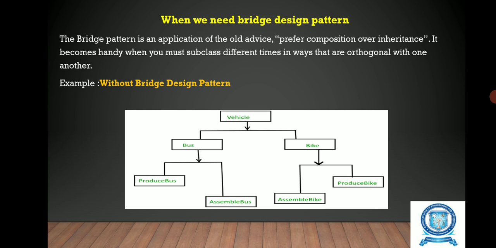So let us see when we need the bridge design pattern. The bridge design pattern is an application of the old advice, that is, prefer composition over inheritance. It becomes handy when you must subclass different times in ways that are orthogonal with one another. This diagram represents the design without the bridge pattern: bus and bike come under vehicles, where bus can be a produced bus or assembled bus, and bike can be an assembled bike or a produced bike. So this is without the bridge design pattern.